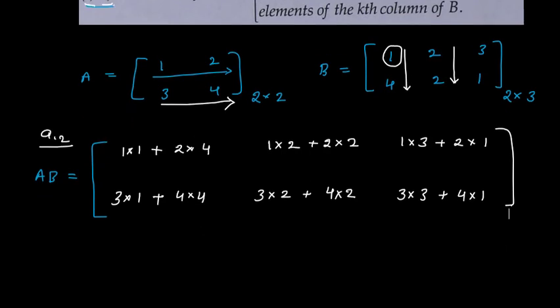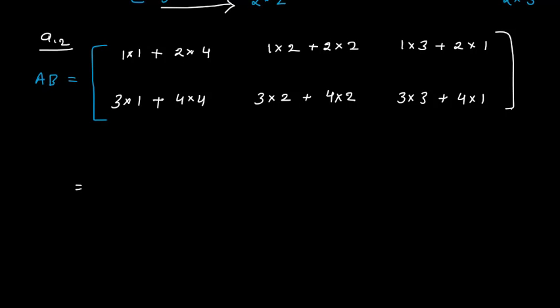Now we calculate. So this AB is equal to, here 1 into 1 is 1 plus 2 into 4 is 8. 1 into 2 is 2 plus 2 into 2 is 4. 1 into 3 is 3 plus 2 into 1 is 2. Then 3 into 1 is 3 plus 4 into 4 is 16. 3 into 2 is 6 plus 4 into 2 is 8. 3 into 3 is 9 plus 4 into 1 is 4.